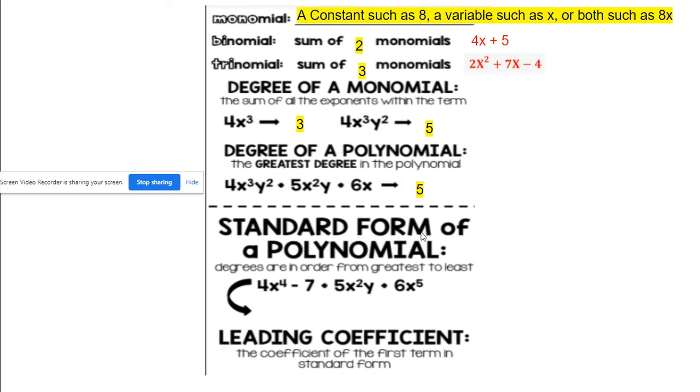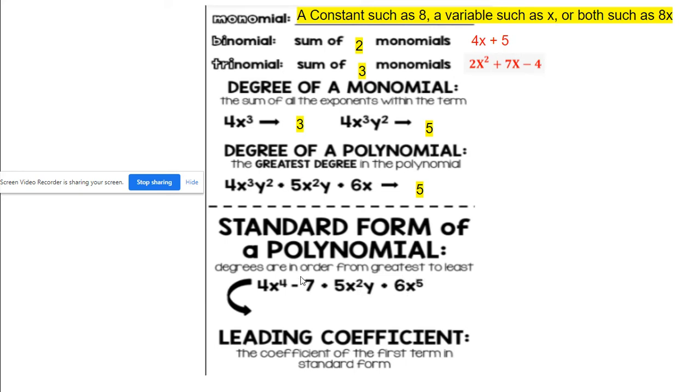If you are asked to write a polynomial in standard form, that means that you are going to take the degrees in order from greatest to least, and sometimes that is called descending order. So I have a polynomial here. I have 4x to the fourth as one term. I have a negative 7 as another term. I have 5x to the second y as a third term, and the fourth term is 6x to the fifth.